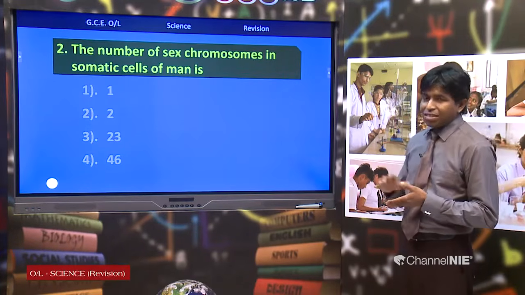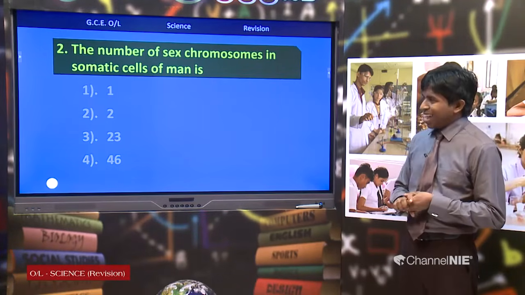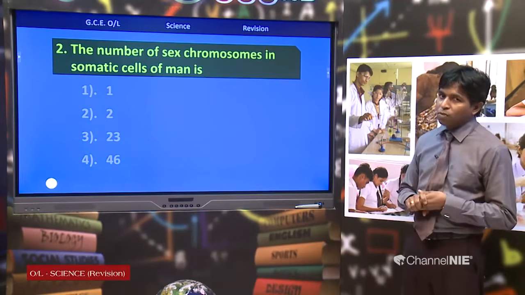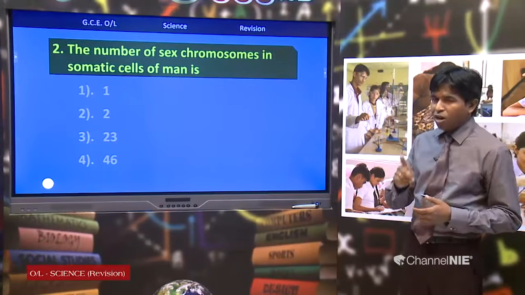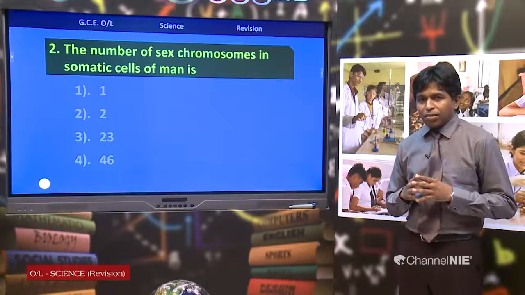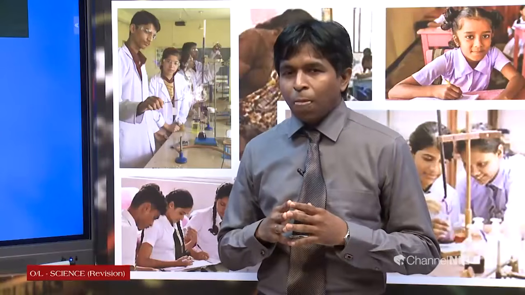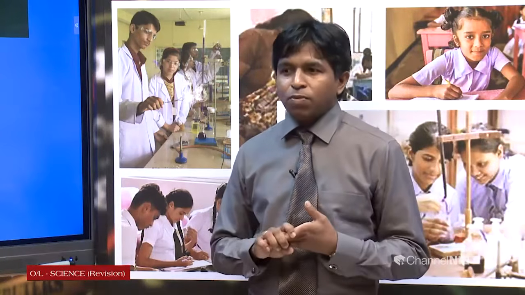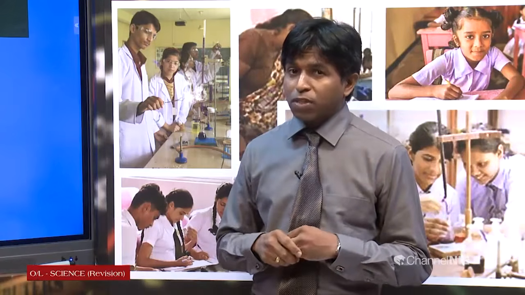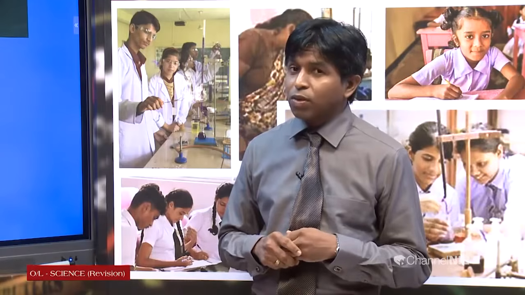Gamete cells are produced by meiosis, and in humans the gamete cell contains only 23 chromosomes. Out of the 23 chromosomes, only 1 is a sex chromosome. In males, out of the 46 chromosomes, the last 2 chromosomes are XY. In females, the last 2 chromosomes are XX. So, we call them sex chromosomes.